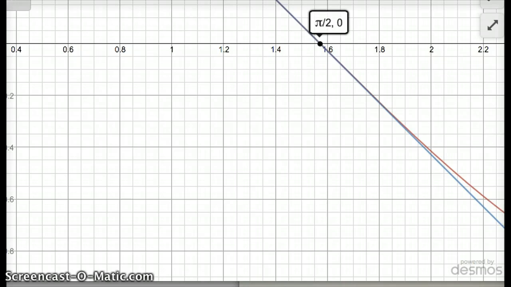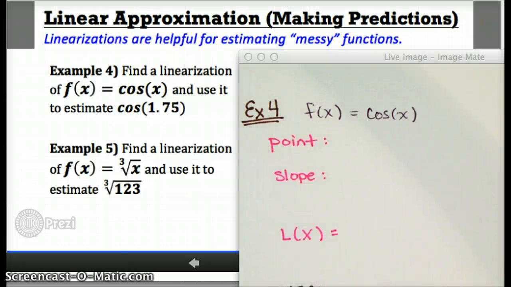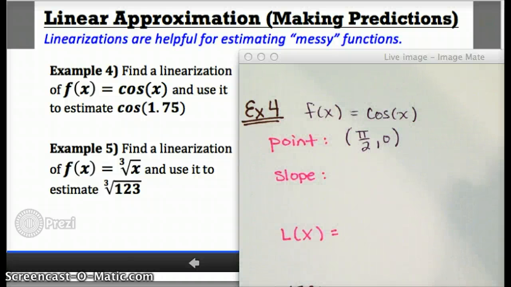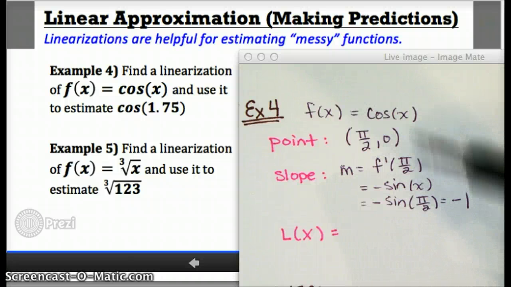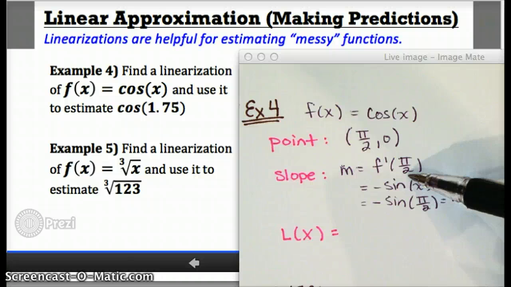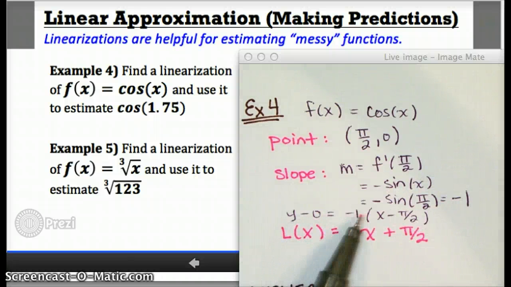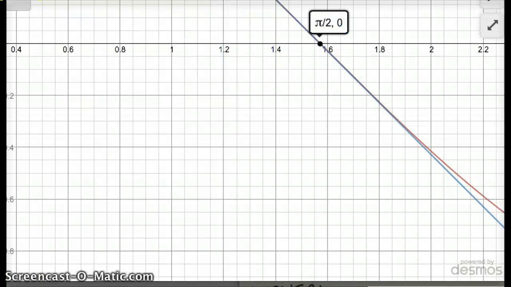Let's do the algebra. First of all, you should remember that we picked a point just based on proximity to 1.75. Right, we picked the point pi over 2 comma 0. It's a point on the original function. Now we need to know the slope of a tangent line. That's easy. We just take the derivative of the original function and plug in pi over 2. And we get a slope of -1. Now I put it all together in a linear function. And you can see I squeezed in point-slope form right here, but then wrote my function in slope-intercept form. And that equation right here is the equation of the blue line, which is the tangent line.